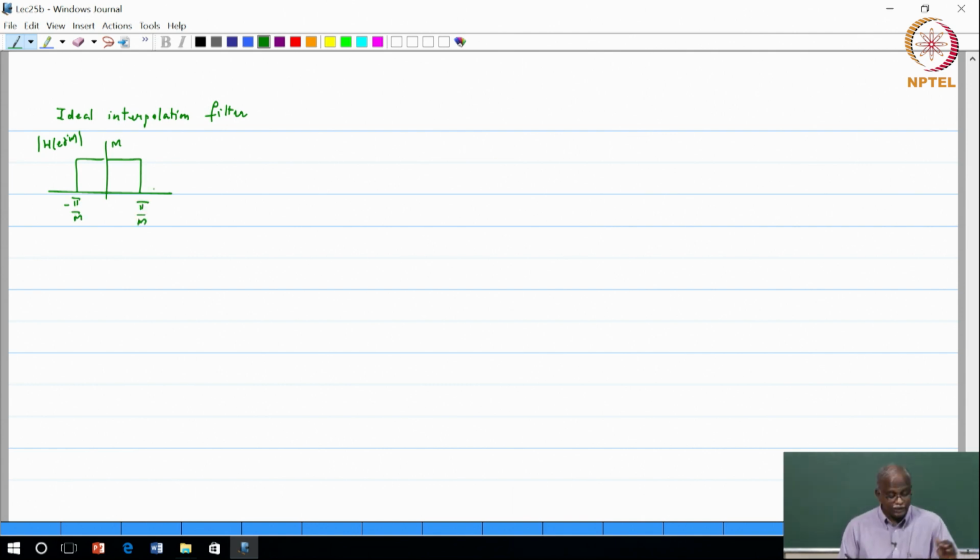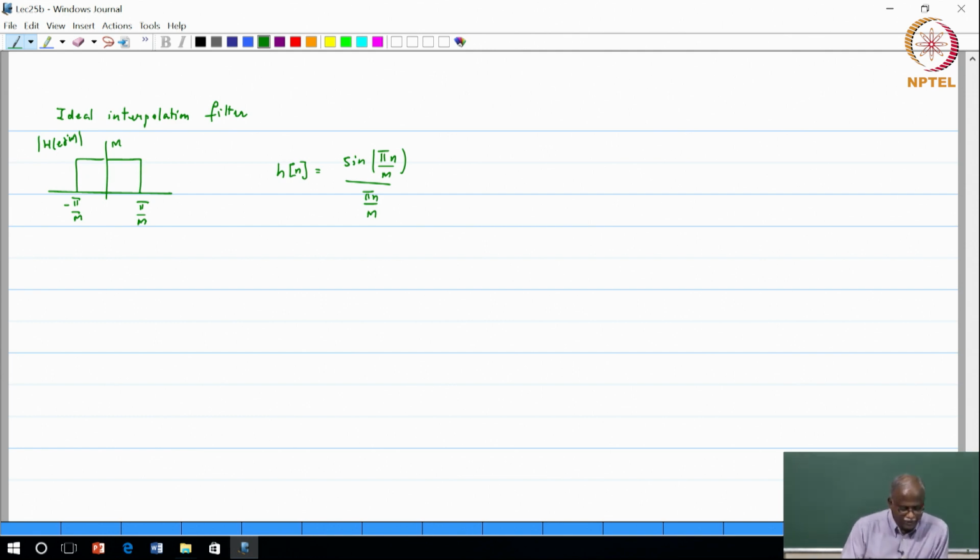If I take it to be a zero phase filter, then I get an infinitely long sinc function, sin(pi n over M) divided by (pi n over M). Basically, that is the sinc function form.